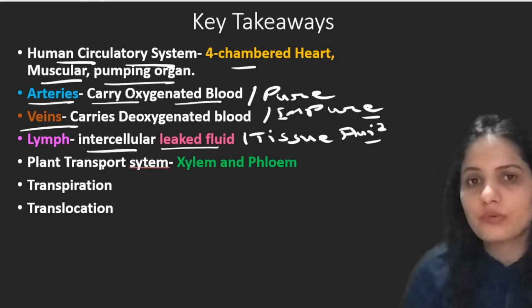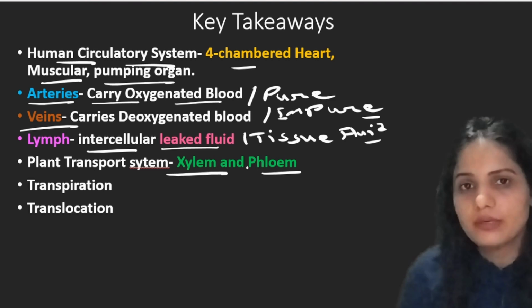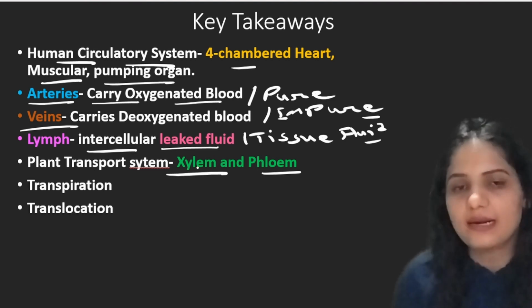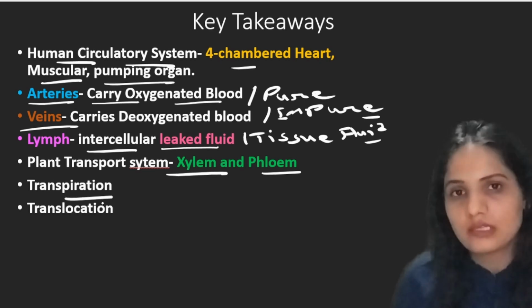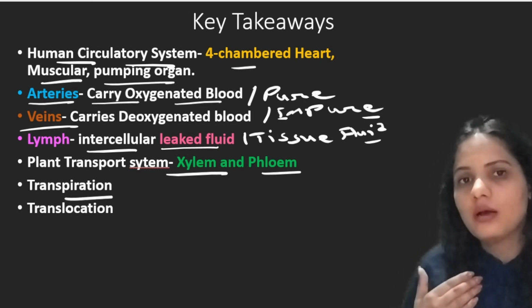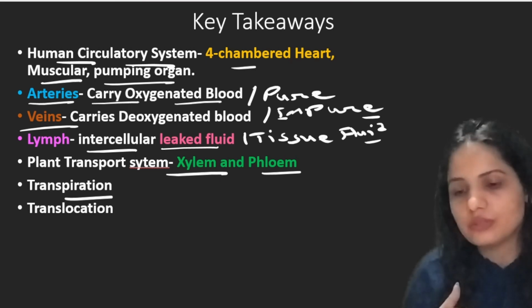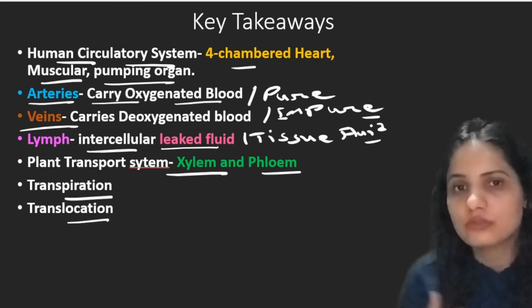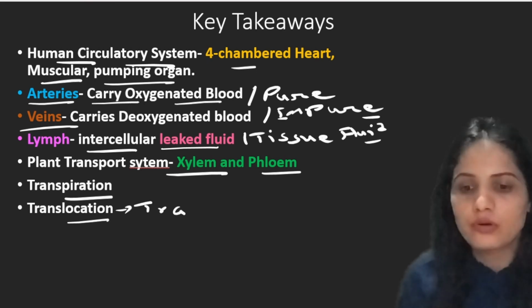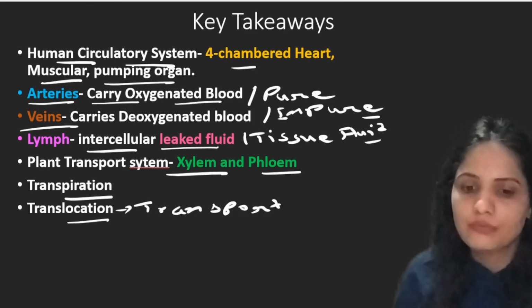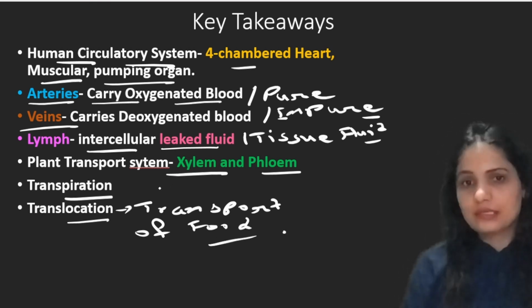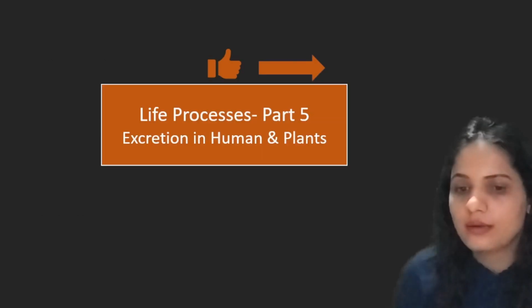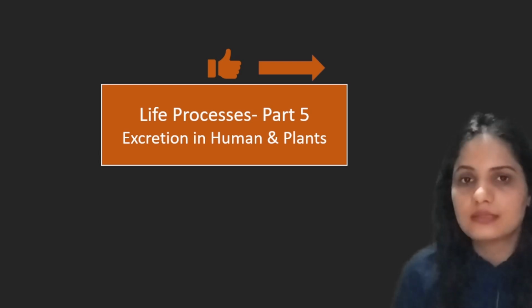Now the plant transport system: xylem and phloem. The transport system of the plant is xylem and phloem, the vascular tissues. We have discussed transpiration, the loss of water from the plant leaves through vaporization. This is transpiration, and we have also understood the process of translocation, the transport of food. This is all we have discussed in today's lecture, and with this we completed transport in plants and transport in humans. Hope this is clear to you.